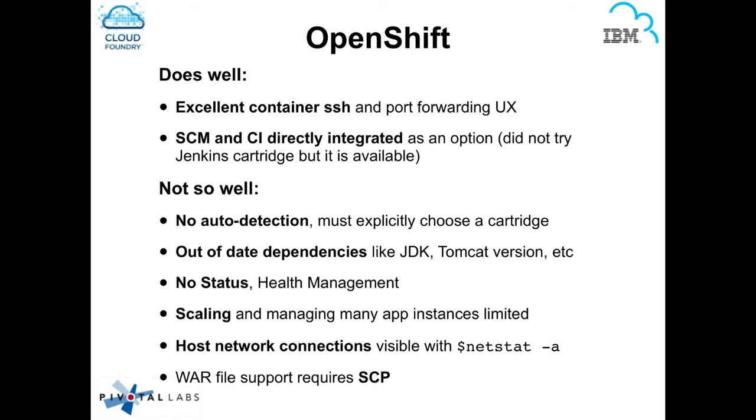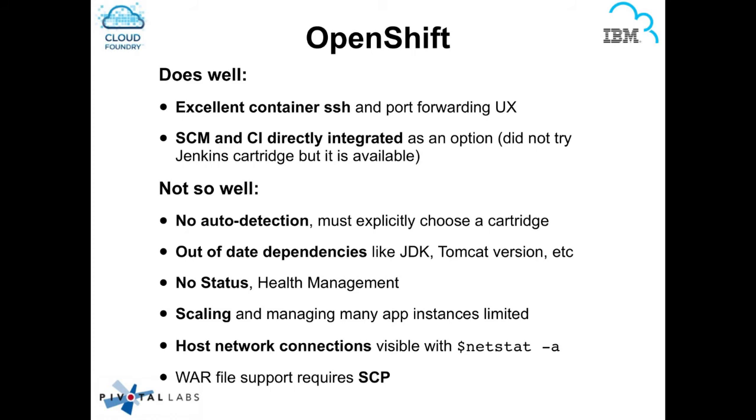The SSH and port forwarding features were just really nice because I could go directly into the container right away and see problems. I could port forward things onto my local virtual machine with just one command. So I could attach a debugger or send traffic to the remote containers really easily. Having SCM and CI directly integrated were pretty nice capabilities, but there were a lot of things I didn't like about OpenShift from a user experience.